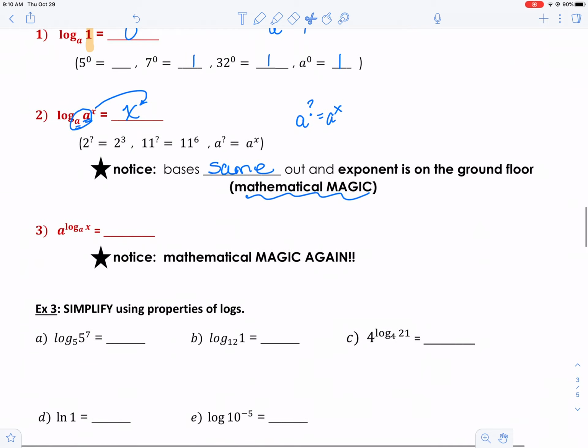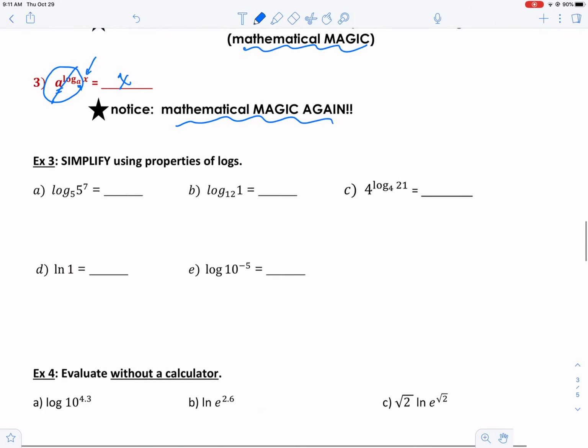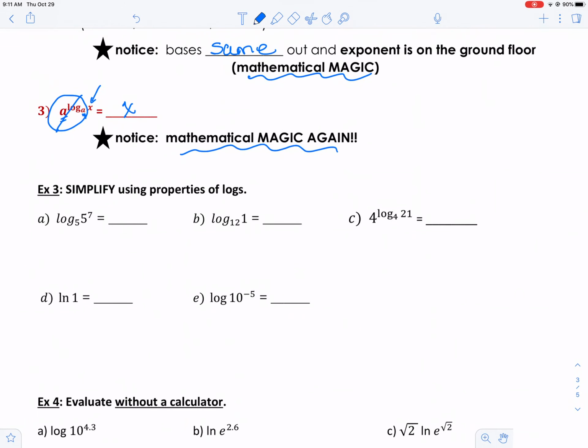Okay? Now, look at this one. This one's a little bit weird, but this is the base. This is the whole exponent, okay? But look, the base of the log and the base of the exponent are the same. So once again, those are going to cancel out, and you'll just have x left over. So it's mathematical magic again. In that case, we got rid of the exponent as well as the log, all in one fell swoop, okay?